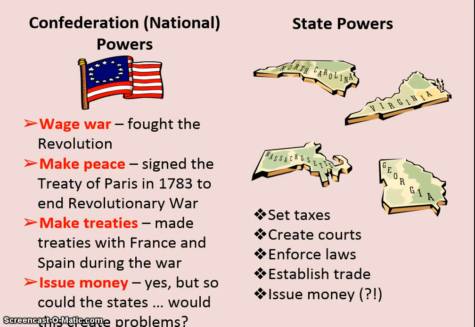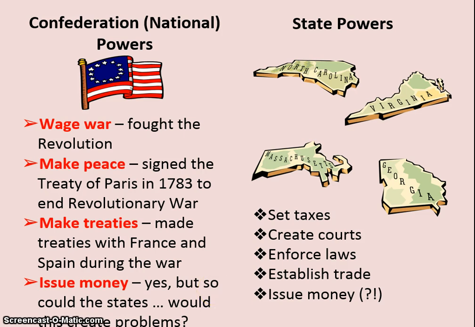So let's look at the powers of the Confederation government. Its national powers were that they could wage war, and of course we see this in that they fought the American Revolution. They could make peace, and we see this in signing the Treaty of Paris to end the Revolutionary War. They could make treaties just as they did with France and Spain during the war. And they could issue money. But so could the states. So could you see problems with that in the future with national money and state money?